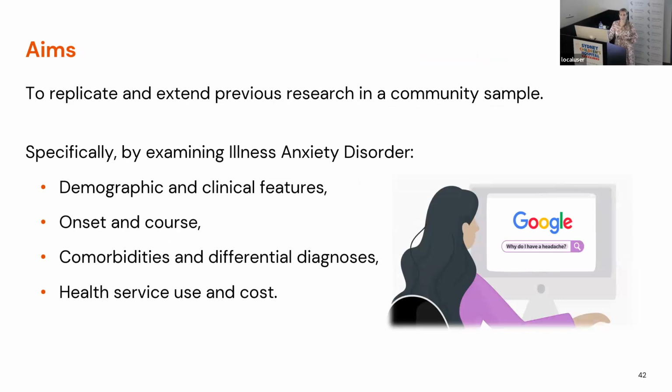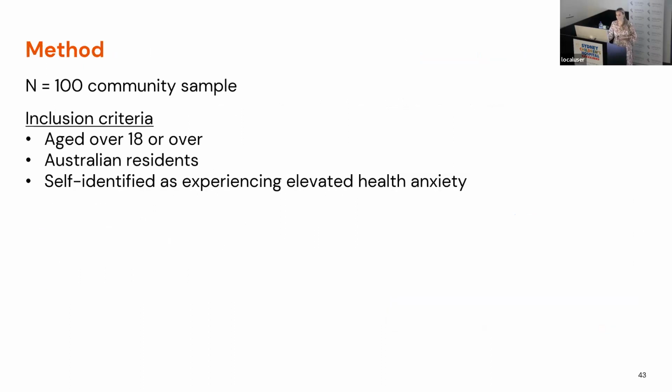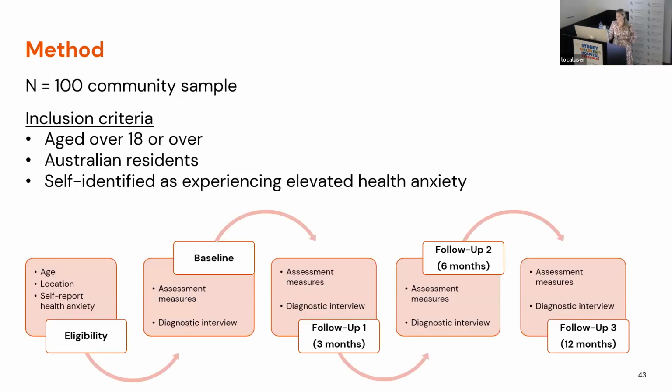Specifically, we wanted to examine illness anxiety disorder demographic and clinical characteristics, its onset and course, its comorbidities and differential diagnoses, and health service use and cost. So we recruited 100 Australian adults from the community that self-identified as experiencing elevated health anxiety. This study is part of a larger longitudinal study, but because we're still in the data collection phase, I'll just be presenting the baseline results. The baseline included an online survey as well as a diagnostic interview.